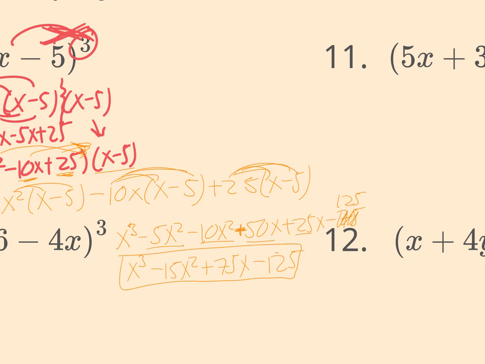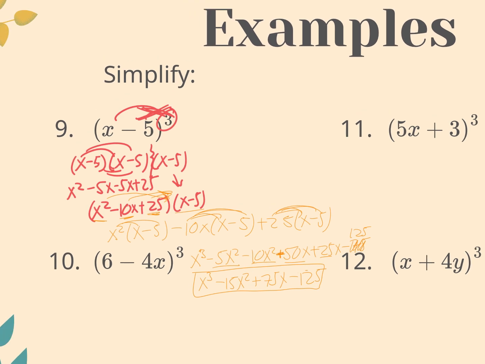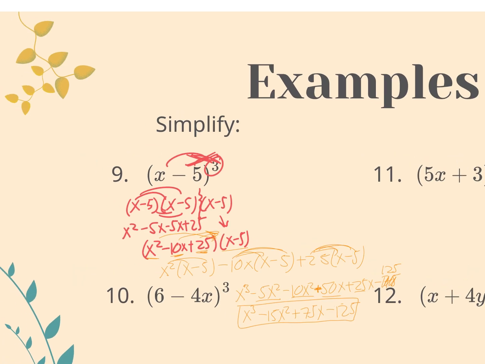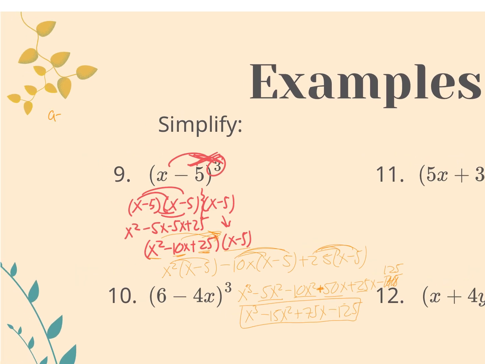All right, so we get something like that as our final answer. So a lot of work, very tedious. If you want to avoid all this work, but you want to memorize something else instead, keep in mind the formula for our special product was a minus b to the third is a to the third minus 3a squared b plus 3ab squared minus b to the third.